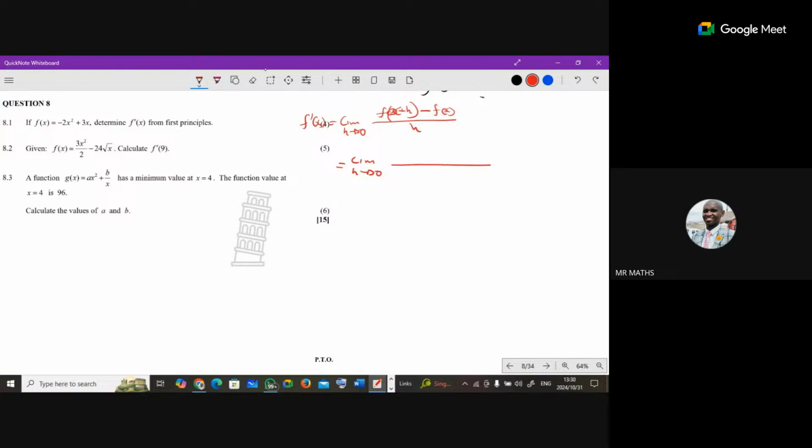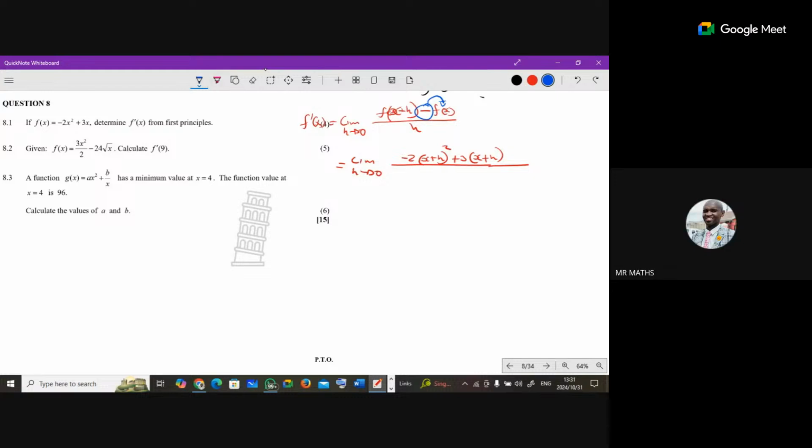To f of x plus h, endaweni ka x we are going to put x plus h, right? So we are going to have negative 2 into x plus h all squared plus 3 into x plus h, then minus f of x. Remember, I normally say that whenever you are separating something, whatever you are going to bring after the negative sign has to change its sign. The effect of a negative sign is to change the sign of whatever you are separating. Are we together?